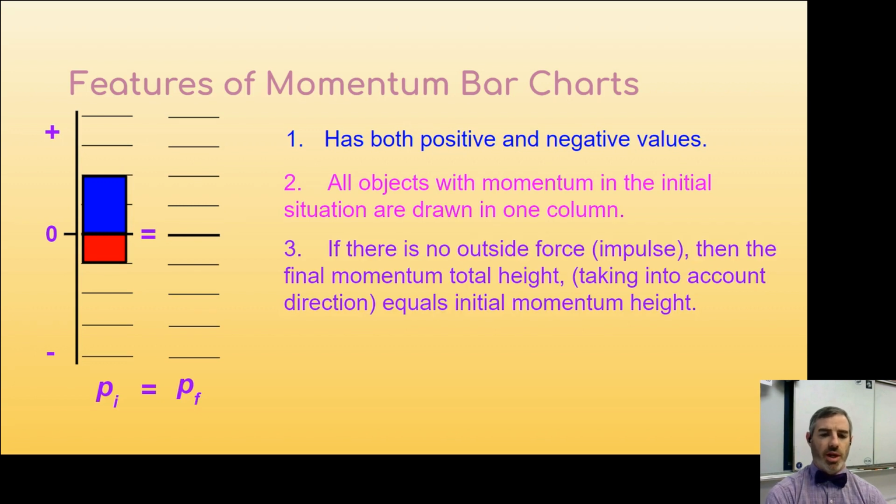The positive values show objects moving in one direction, and the negative values show movement in the opposite direction. If there's no outside force or impulse, the total momentum height in the final situation, taking direction into account, is going to equal the initial momentum height. In this case, we have a height of positive 2 and negative 1, for a total height of positive 1. So the momentum overall is positive 1. When objects move in the same direction, they end up with a larger overall momentum than when they travel in opposite directions.